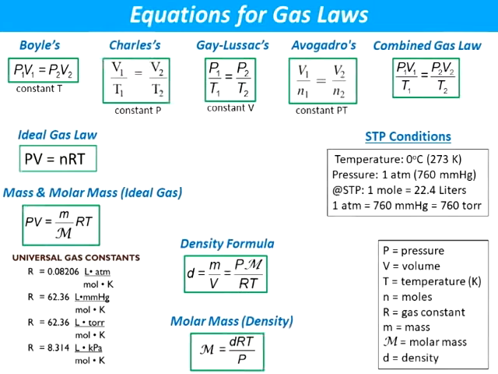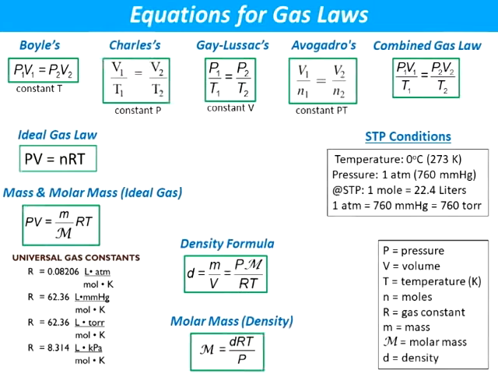Then we have the ideal gas law, PV equals nRT. We also have an example here of a modification of the ideal gas law, which allows you to calculate mass or molar mass. Then we have density formulas here for relating them to ideal gas laws, and we also have a molar mass formula when we have density. We also note in this one standard conditions.